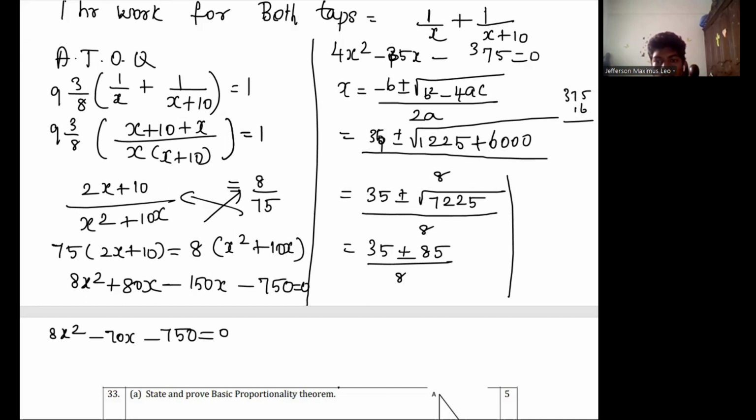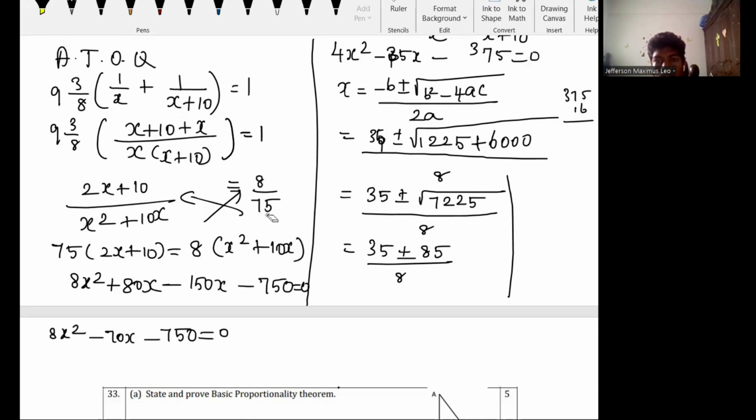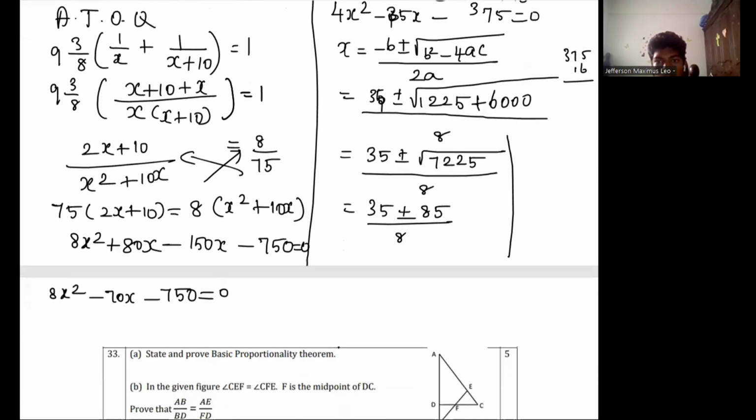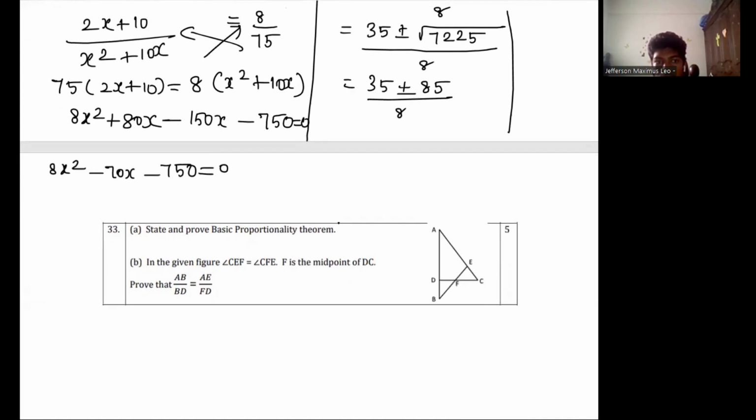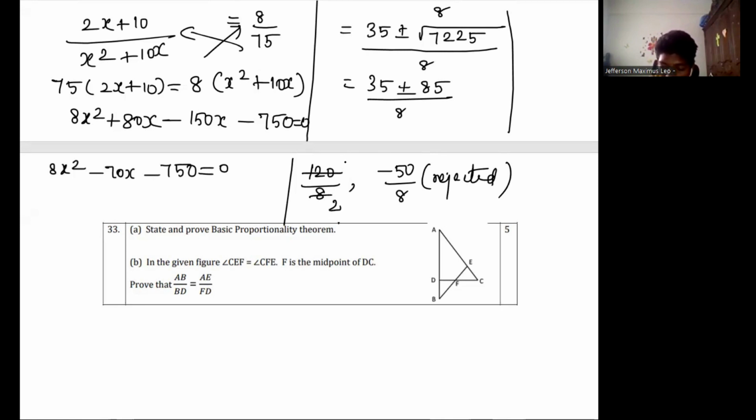So the negative answer is not acceptable. Do you know the reason? Ma'am, because it will be negative. Why is negative not acceptable? Ma'am, because time cannot be negative. Correct. 35 plus 85 is 120 by 8, correct? Yes, ma'am. This is one time, and 35 minus 85 is minus 50, minus 50 by 8. So this is rejected because of negative.